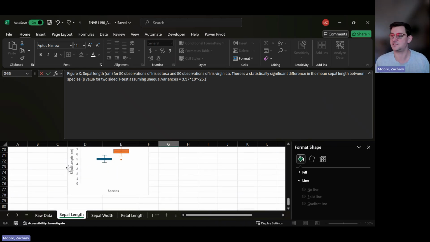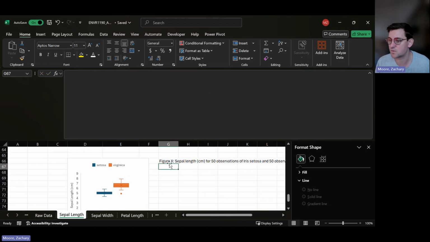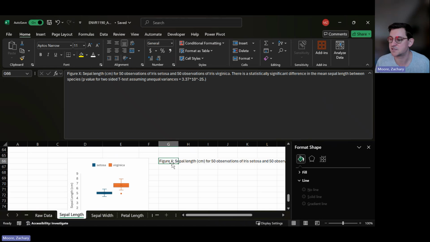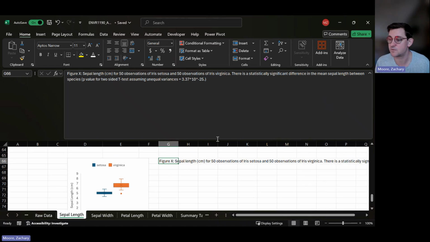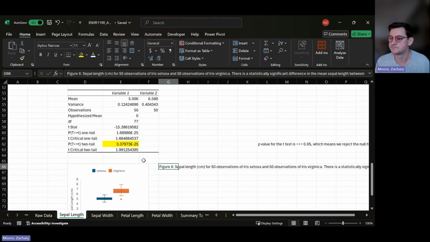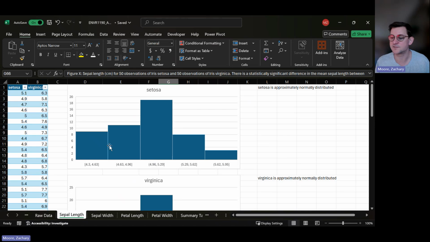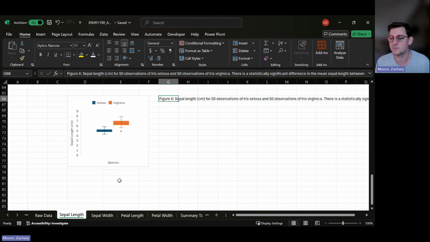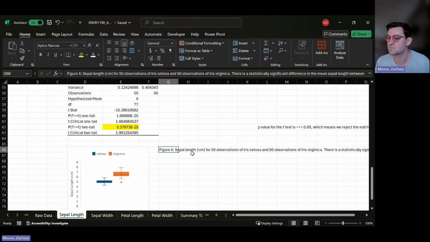So we have our species, we have the number of observations of each of them, and we have the results of our inferential statistics test, our t-test, so that we can put all of that together and understand that when we put that into a report, this gives us a ton of information about what we've done and what our conclusions were.